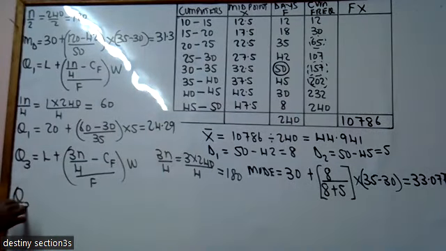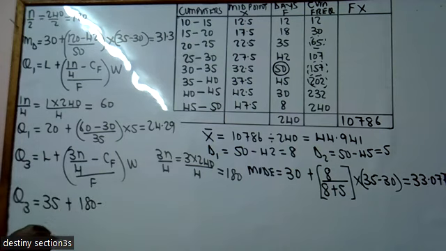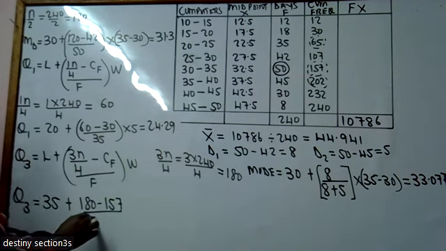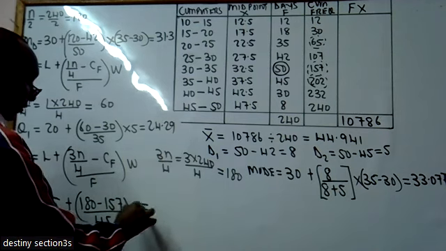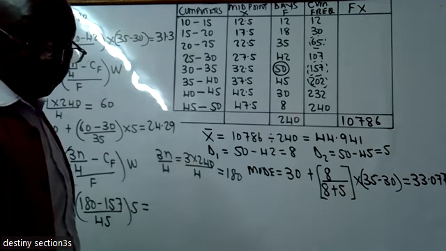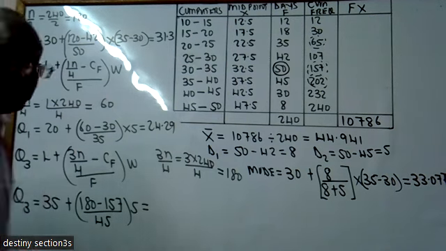So my Q3 will be 35 plus 180 minus the frequency above, which is 157. We divide by the frequency of that class, which is 45, multiplied by 5. That is 7.56.